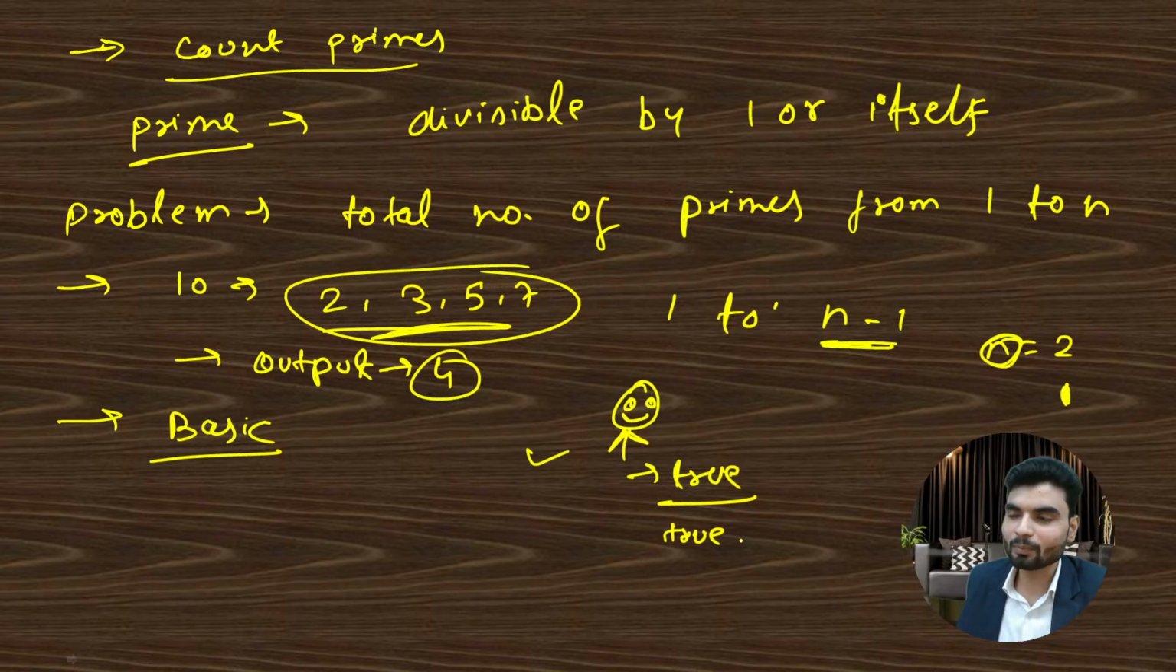So every time we will pass one particular number to a particular person, and that person will identify whether the number is prime or not. If it is prime, then do count plus plus. That can be a basic logic. But you know what the problem is here?